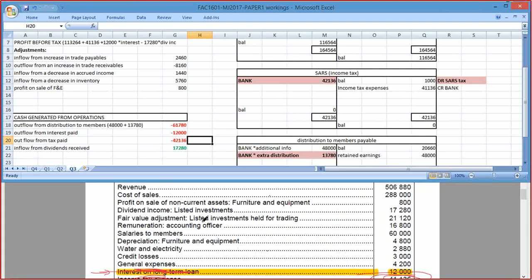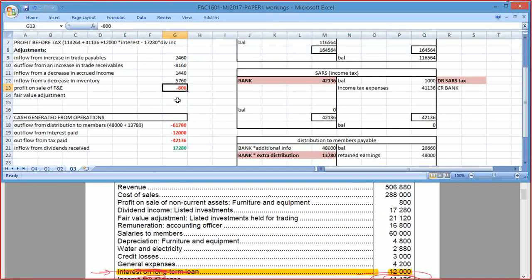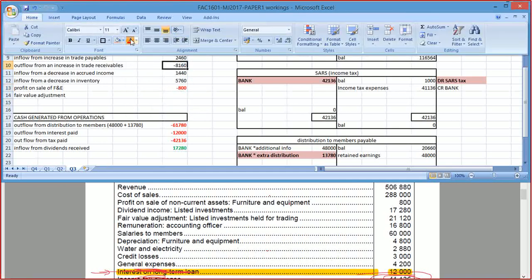Fair value adjustment. Is that cash flow? No, it isn't. So non-cash flow items get taken out. That's another thing you can remember: if you see fair value adjustment and it's an indirect question, get rid of it. Take it out. If I take out the profit on sale, I need to minus it, not plus it, because you're taking it out, because you would have added it. Do you agree? Yes. Just be careful with that. You need to think about cash flow.